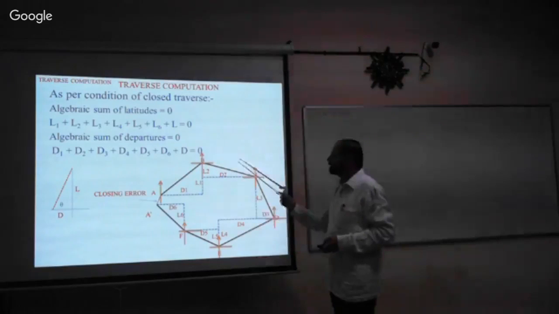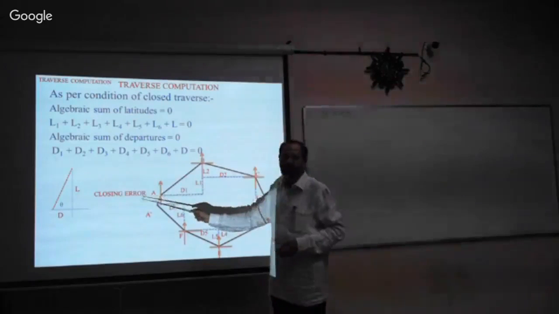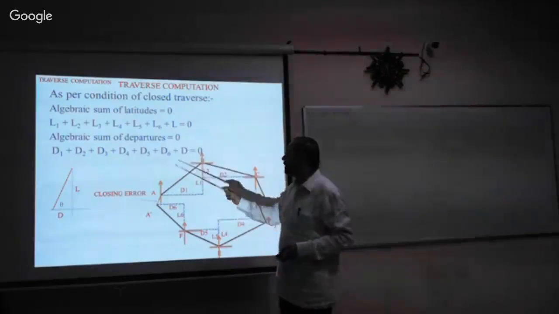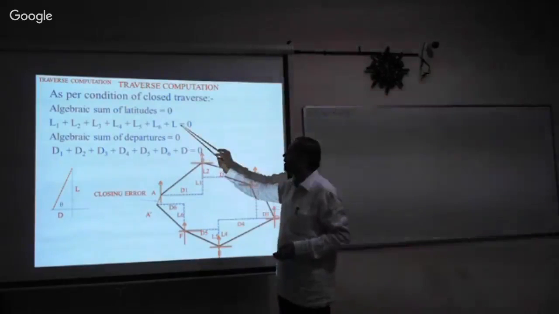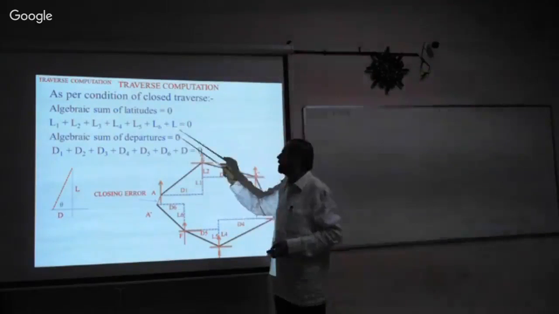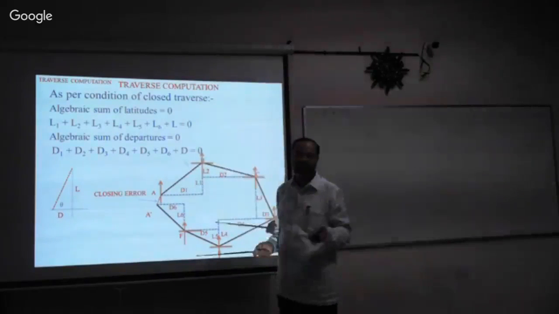Similarly, we can compute, and we are going to get some residue. Some residue means that in a closed traverse it should come back and reach the starting point, but due to some errors there is an error here, so we will get some residue.